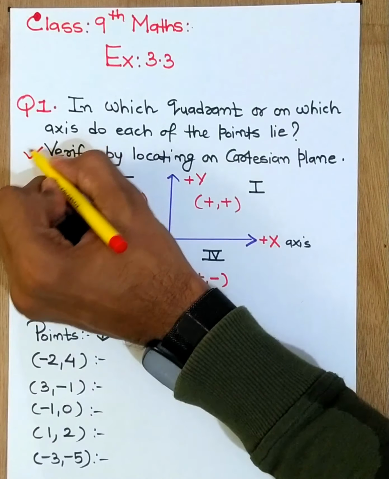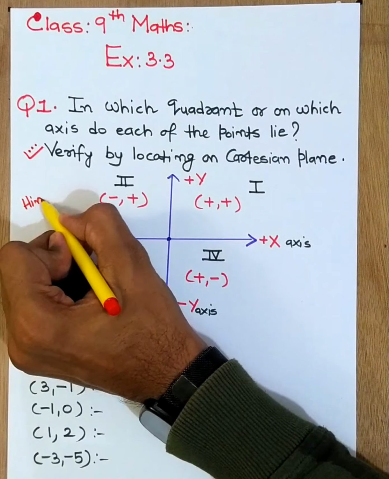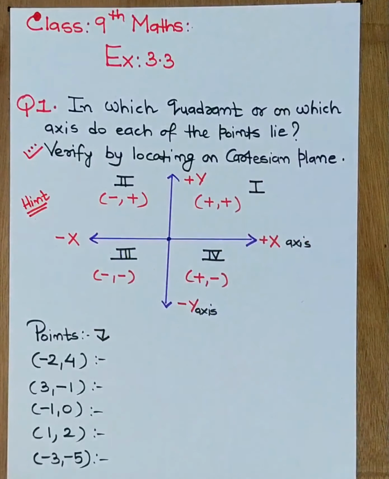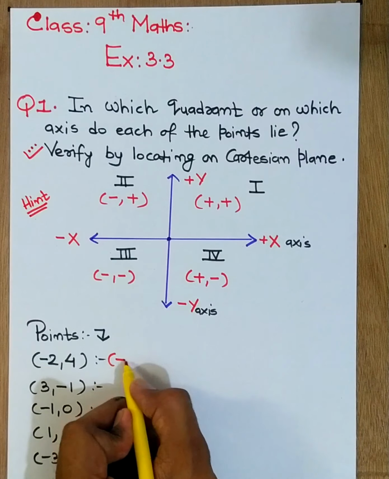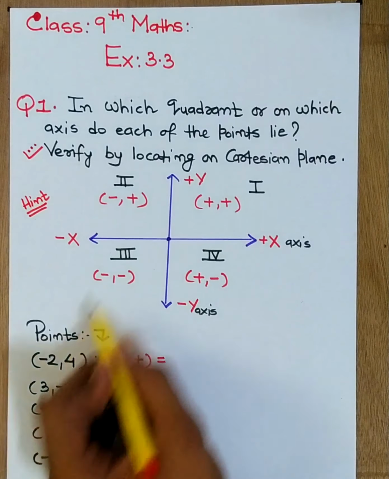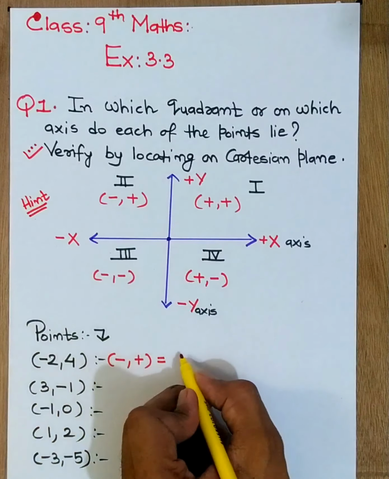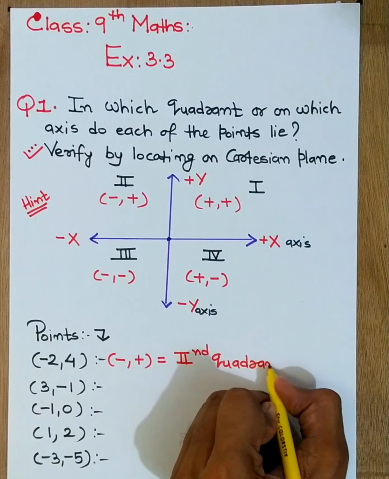So this is very important. This is what we have to do in the exam as well. We have to locate the points, that will be the most important part. Now let us start. For your convenience I have drawn the hint, you can take help of this. Let us see (-2, 4), so x is minus and y is plus, right? So I am writing minus plus. In which quadrant? You can see, like this, minus plus is in the second quadrant, so we will write this as second quadrant. Clear?